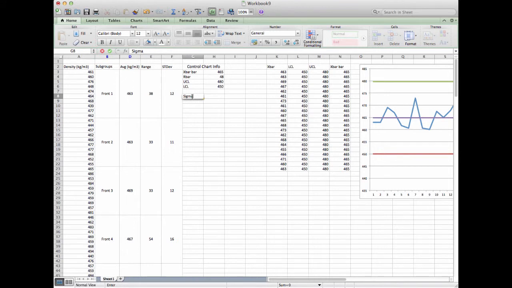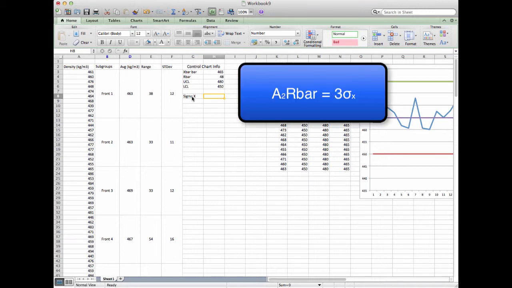Recall that sigma x is the standard deviation of the subgroups. In my upper control limit formula, that's represented by A2 times R bar. However, that formula estimates 3 sigma, so A2 times R bar is actually 3 sigma. In order to estimate just sigma x, I'm going to say A2 times R bar divided by 3. The estimate for sigma x is 4.95.